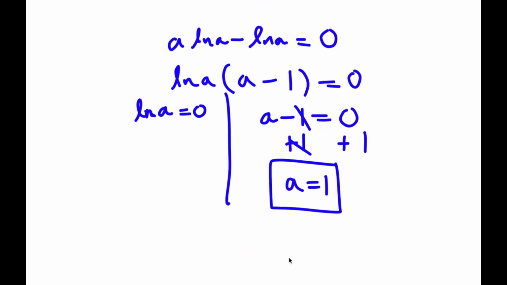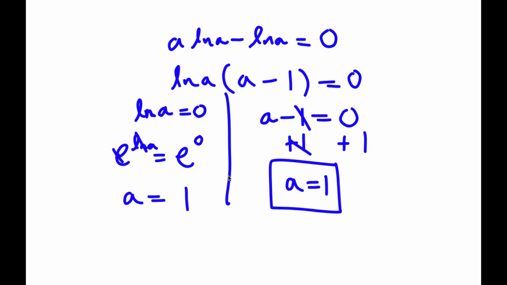Now for ln a equals 0, to get the value of this, I'm going to first take e to the power of both sides. So I get e to the power of ln a is equal to e to the power of 0. Now e and ln cancel out, so now I get a is equal to e to the power of 0, which is 1. Well, I got a equals 1 again.